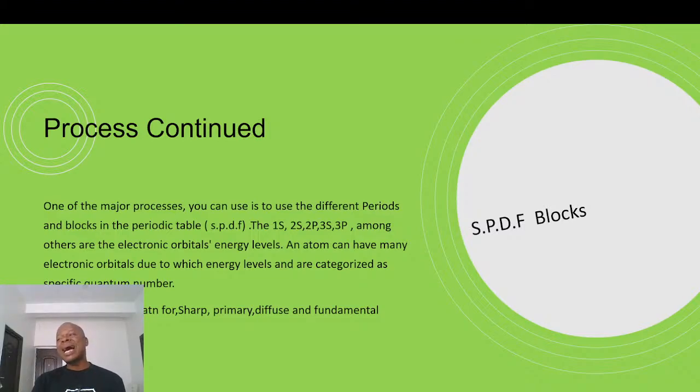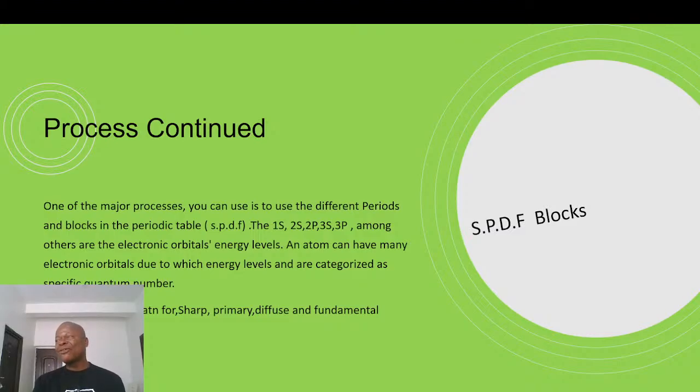Now, some of you might be asking, what is even the meaning of SPDF? I just put the meaning there so that you have it in mind. That is where it was derived when scientists were getting these quantum numbers. SPDF is an abbreviation. S is for sharp, P is for principal, D is for diffuse, and F is fundamental.